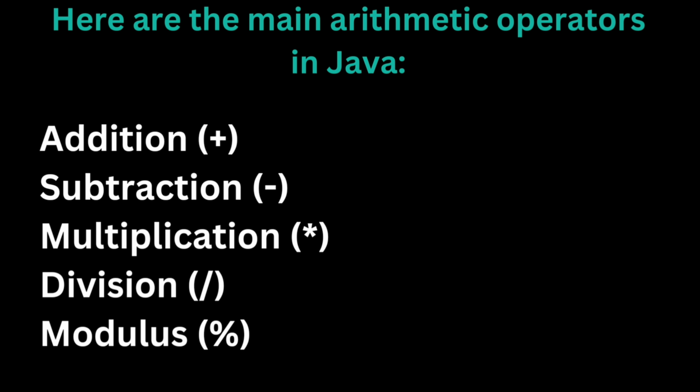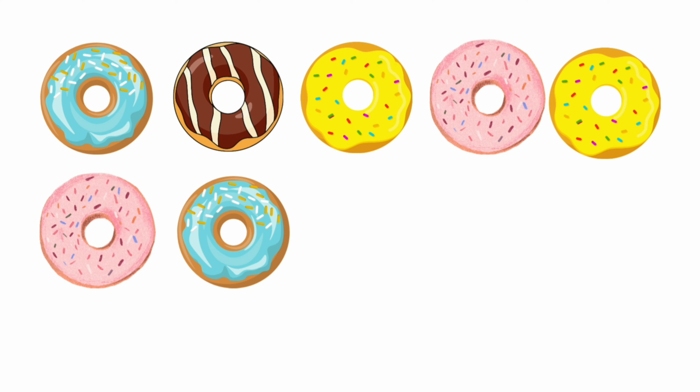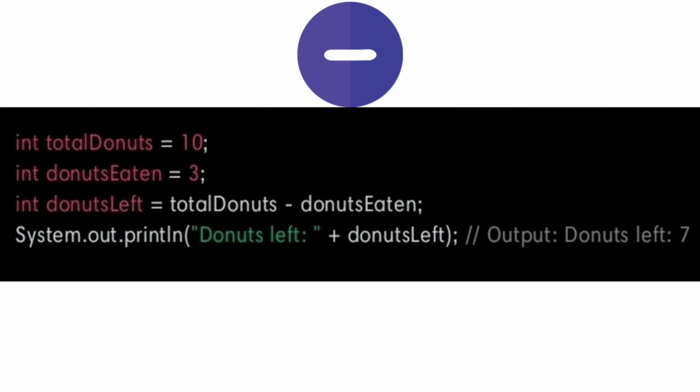Let's break it down with some everyday examples. Imagine you have a box of donuts. Who doesn't love donuts, right? You have 10 donuts and you eat 3. To find out how many donuts you have left, you use subtraction.